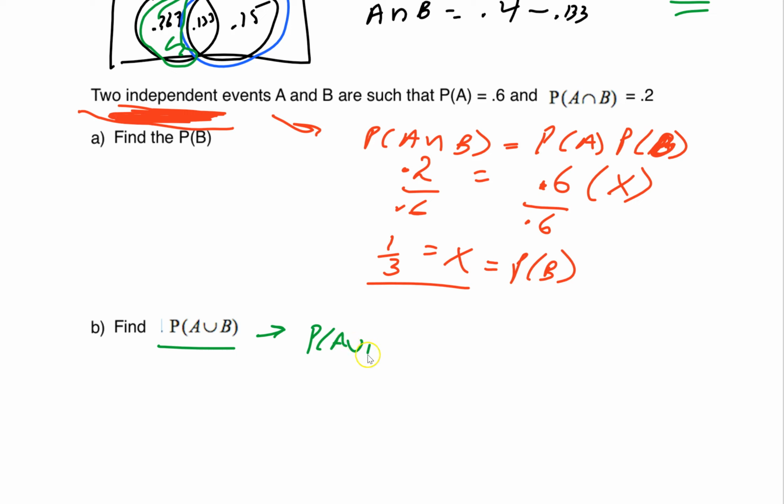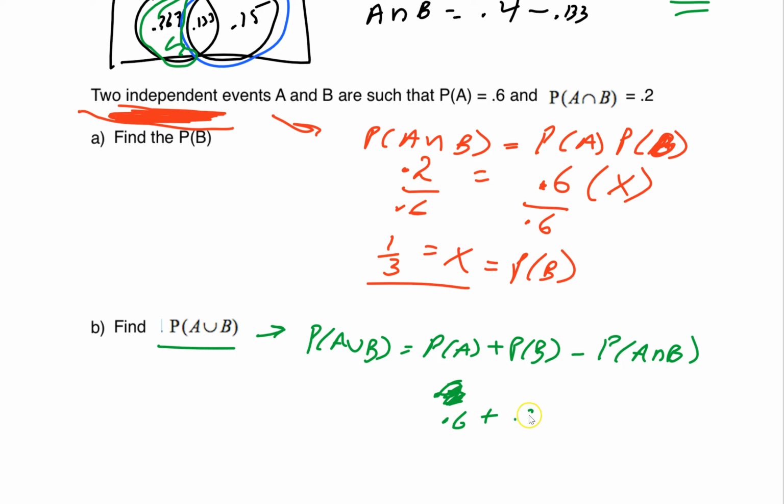Probability of A union B equals probability of A plus probability of B minus the intersection, right? That formula is one formula that always works, right? And we have everything we need now. Probability of A is 0.2, 0.6. I was looking at the wrong thing. Sorry about that. Probability of B is 1/3 or 0.33, minus probability of A intersection B, which is 0.2. Do a little math.